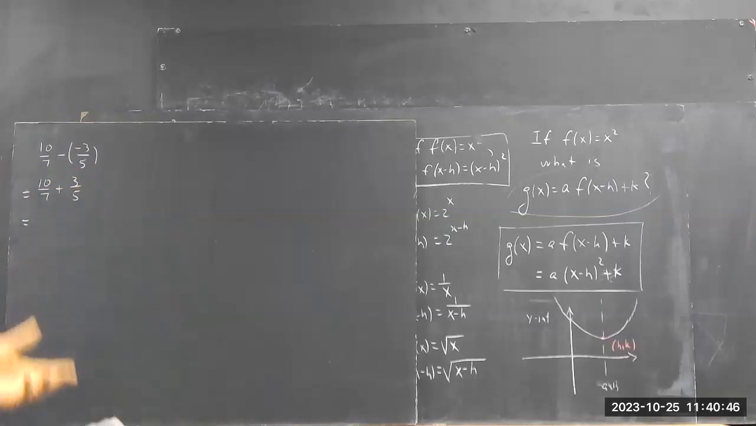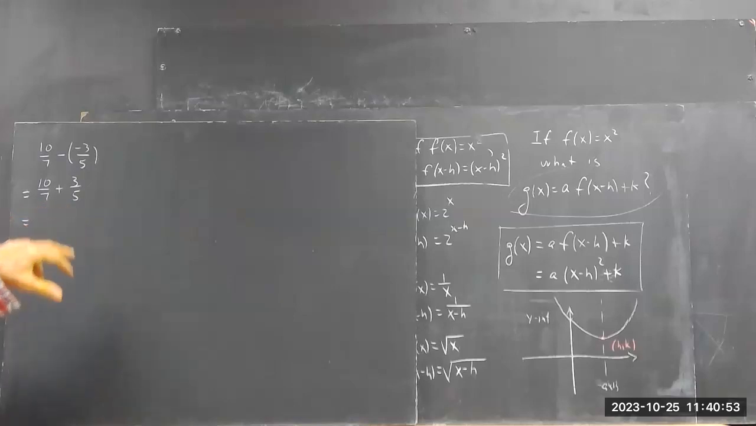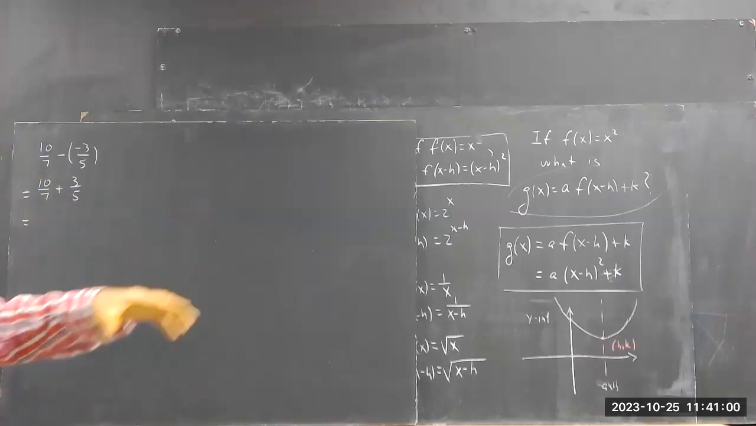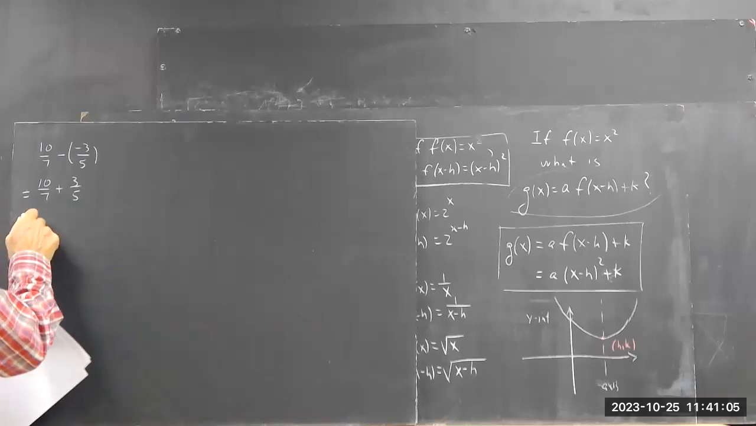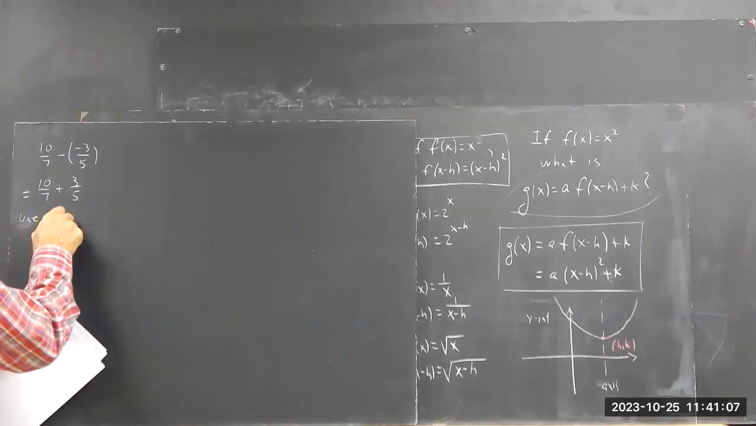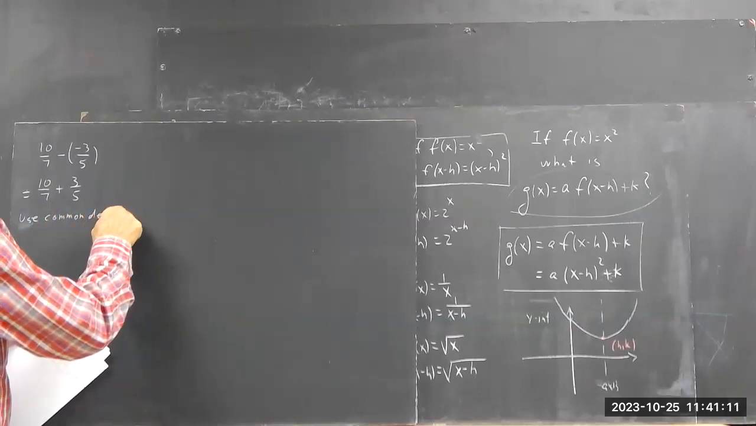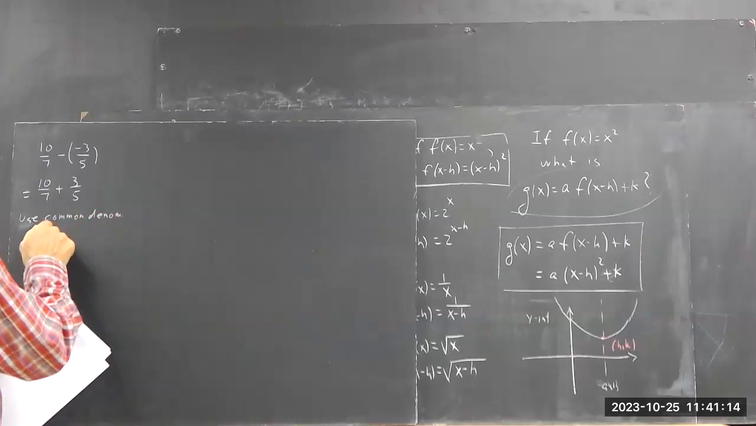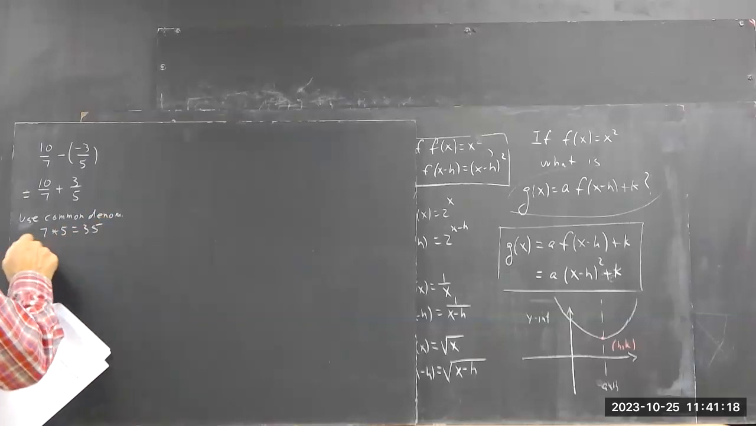And now we're going to use a common denominator. Okay, well, 7 and 5 don't have any common factors. They're both prime numbers. So there's no other number that divides either one of them. So the common denominator is going to be 35.